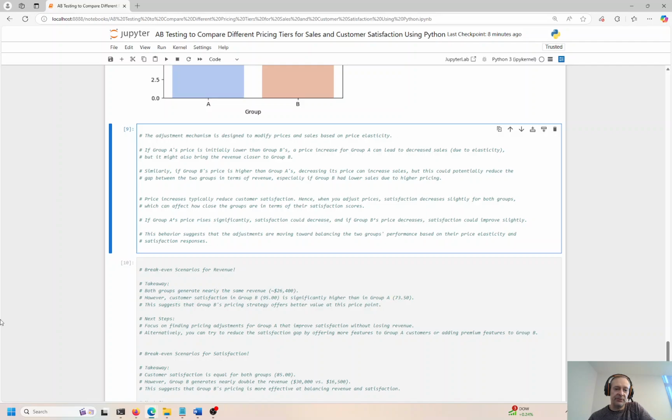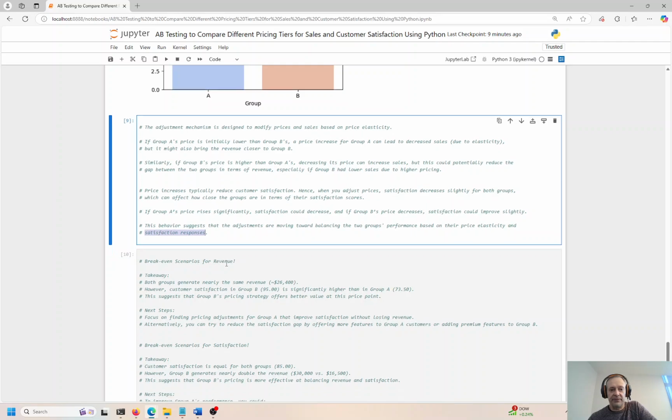Based on color schemes or the layout. If you position icons or graphics in a certain place, people might react to that more favorably. If they're in a different place, people might react to that disfavorably. Okay. So the behavior for customers ultimately suggests that the adjustments are moving towards balancing two groups' performance based on price elasticity and overall satisfaction from the customer.